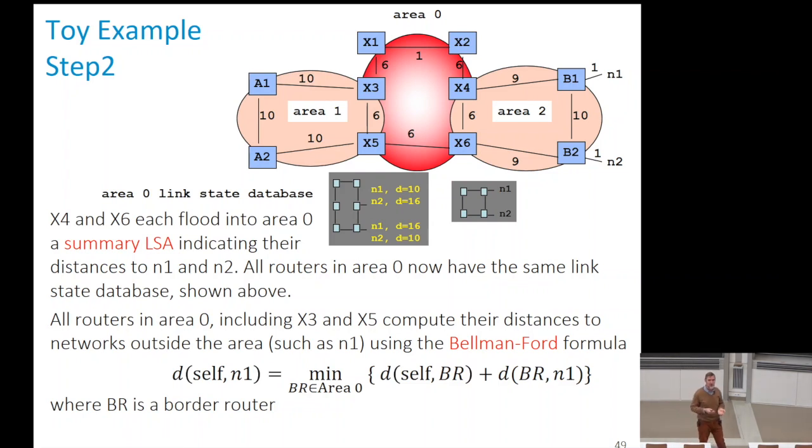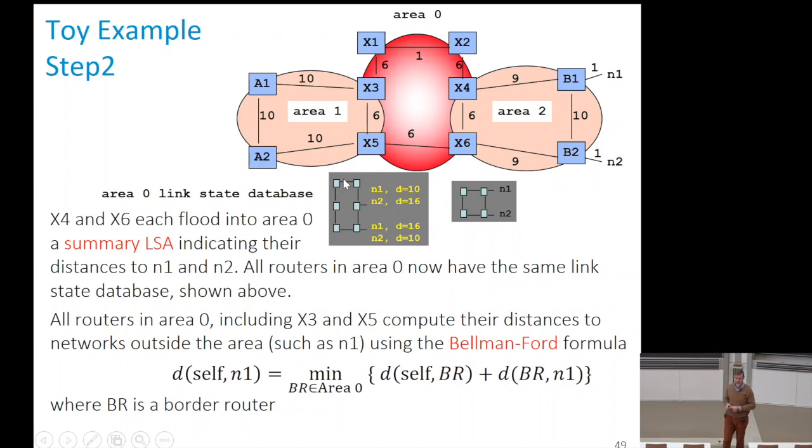using message of a different type. As we will see in the lab, there are lots of different types of messages. One of them is called a summary advertisement. It's a summary because it's not first-hand information. It comes from the result of Dijkstra in area 2. So as a result of the flooding here, all routers in area 0 have this vision. So for example, X3 knows this.